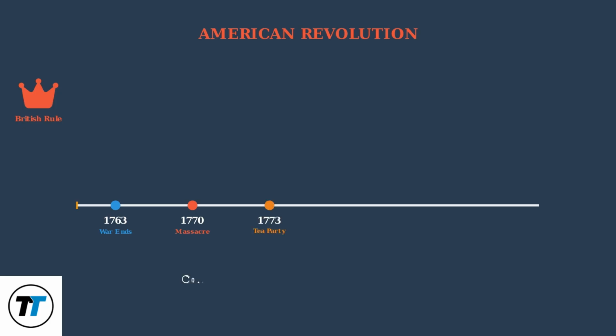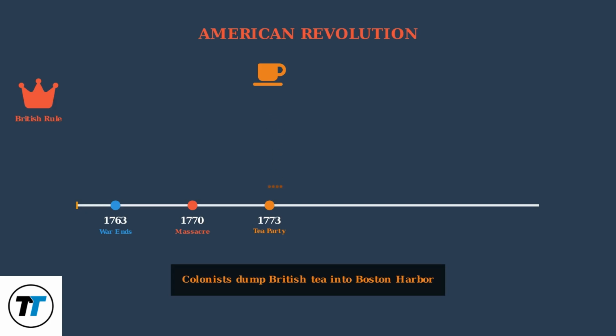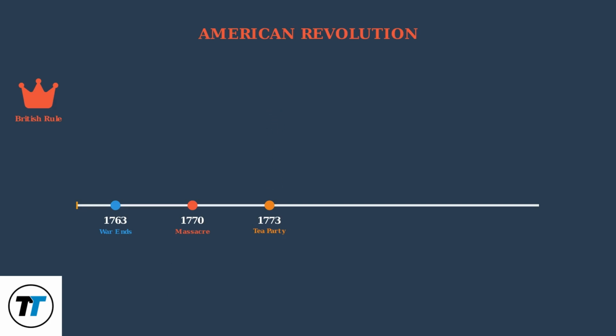December 16, 1773 marks one of the most famous acts of colonial defiance. The Tea Act gives the British East India Company a monopoly on tea sales, bypassing colonial merchants. In response, the Sons of Liberty, some disguised as Native Americans, board 3 British ships and dump 342 chests of tea into Boston Harbor, costing Britain thousands of pounds.